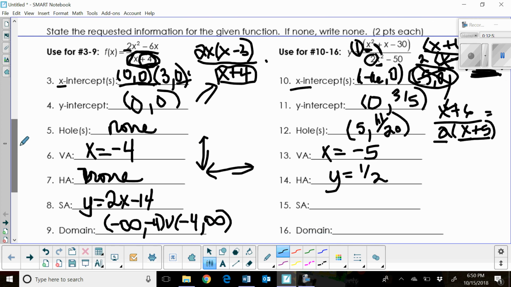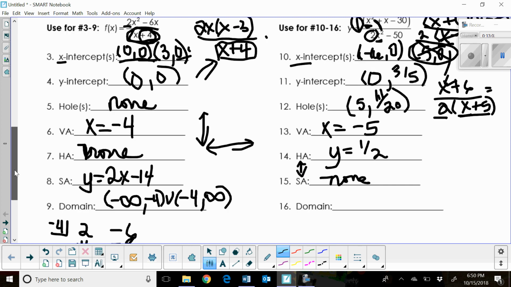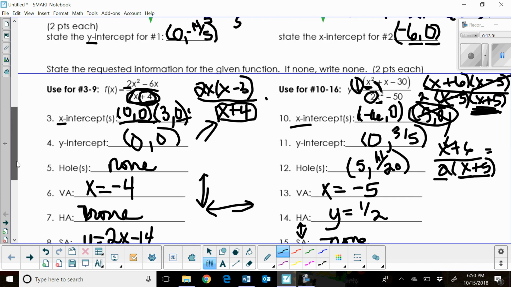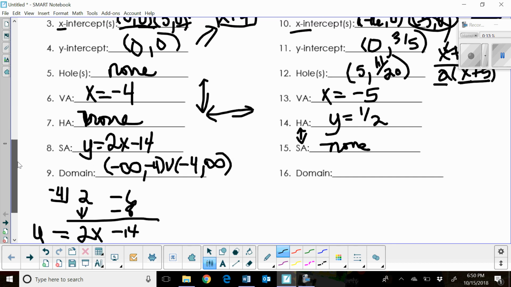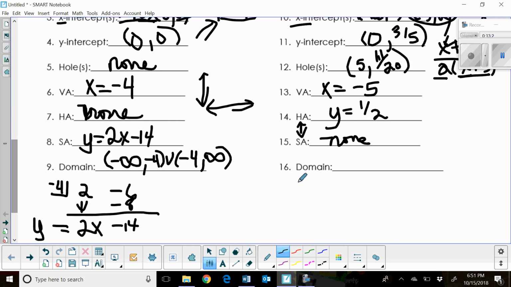And the very last, slant asymptote. Well, if we have a horizontal, we do not have a slant. It's either one or the other, right? You can't have both. And then our domain. Our domain is where the x's don't exist in the graph. Well, when we factored this, we had an asymptote at negative 5 over here. That's my asymptote. And then I had a hole at positive 5. So that means the domain is undefined on both negative 5 and positive 5. So we have to take those out of the domain.